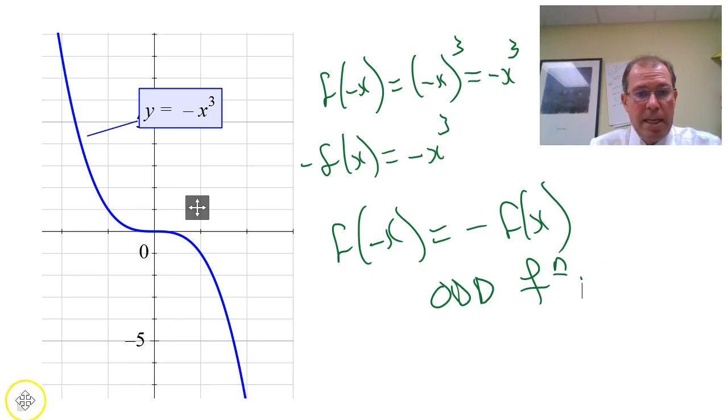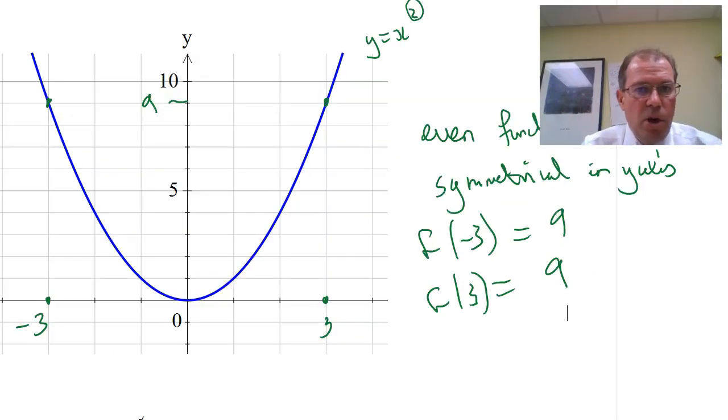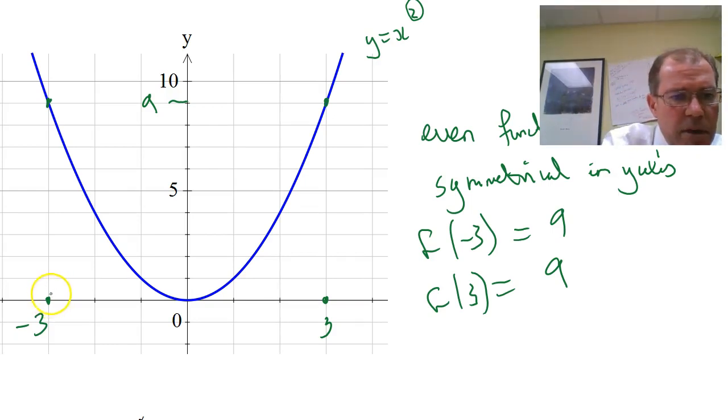Okay, let's have a look at an even function. So if we go back to the easiest one, y equals x squared, because it's symmetrical in the y-axis, we can see if we put -3 in here, we get a value of 9 out.